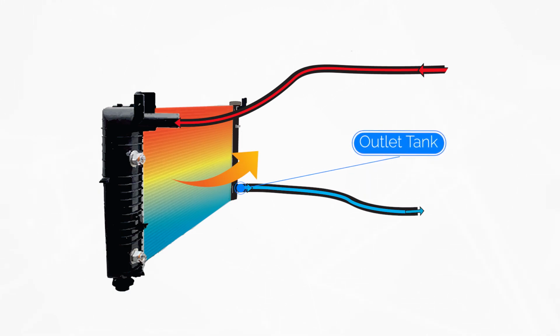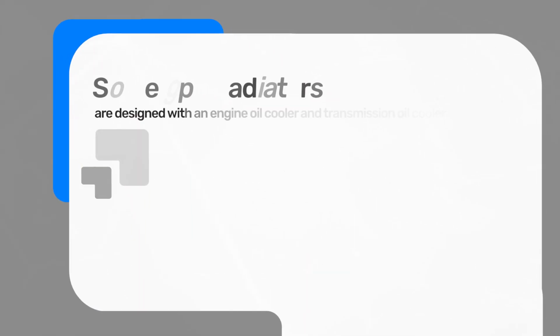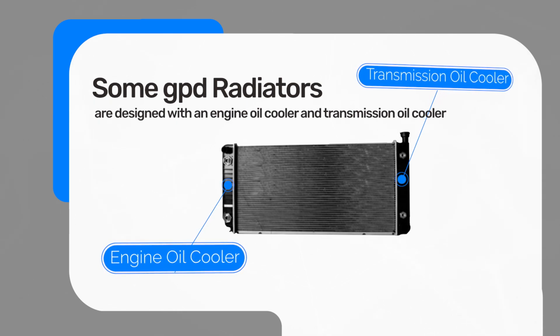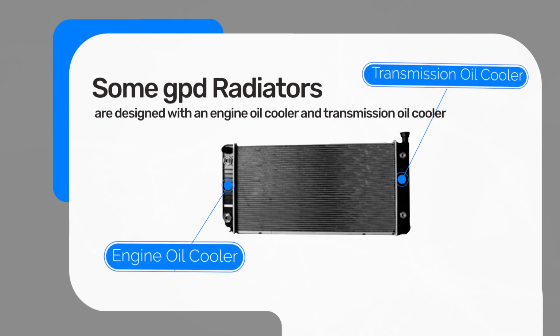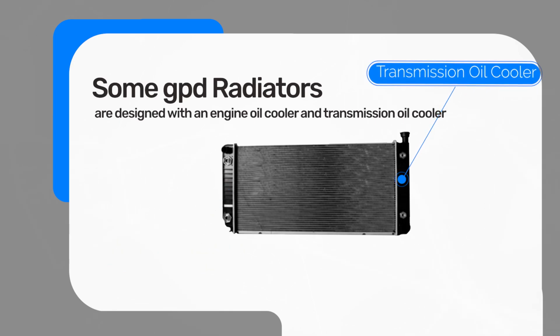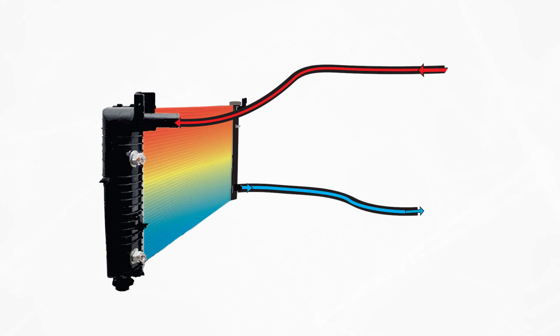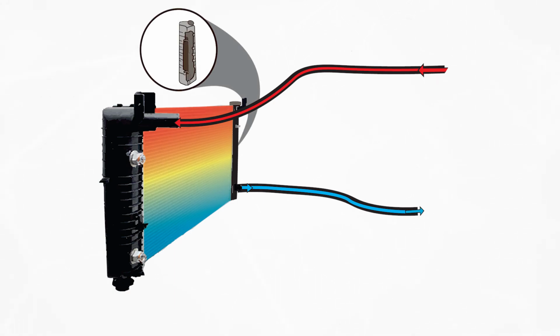Some GPD radiators are designed for use on both a manual and automatic transmission engine. These radiators will have a transmission oil cooler for automatic transmission engines. If installed on a manual transmission engine, the transmission oil cooler inlet and outlet lines will remain sealed if not used.